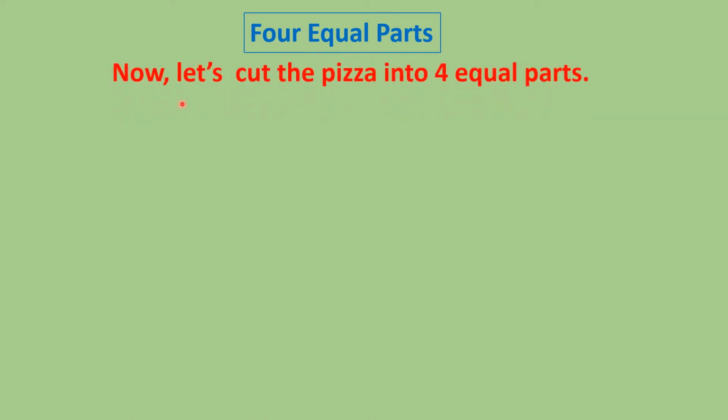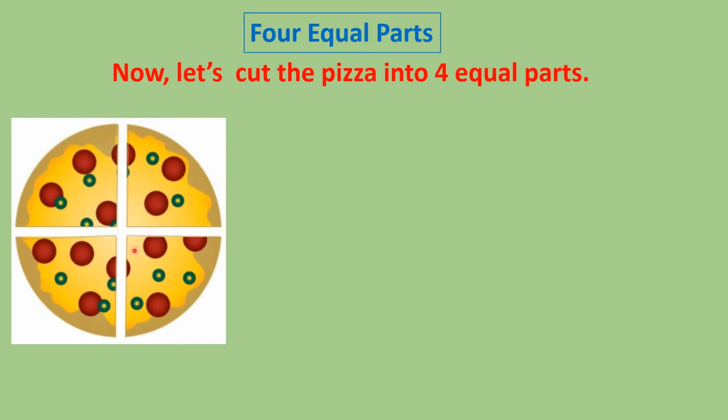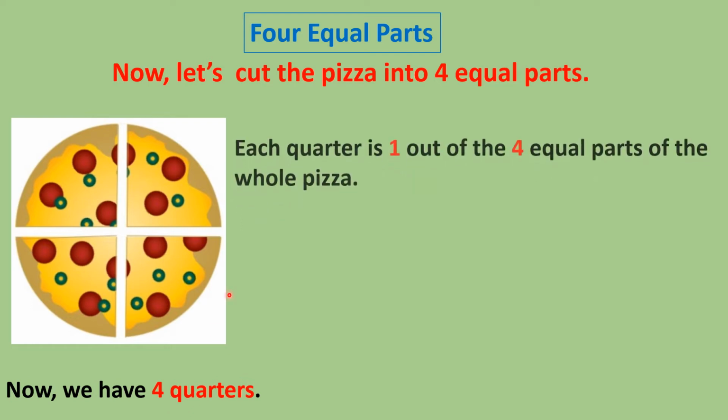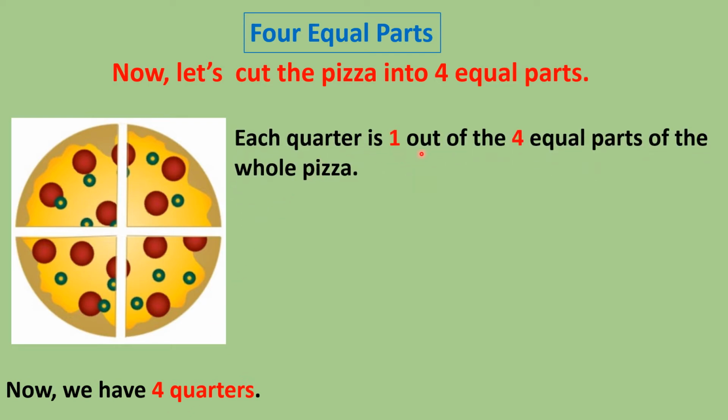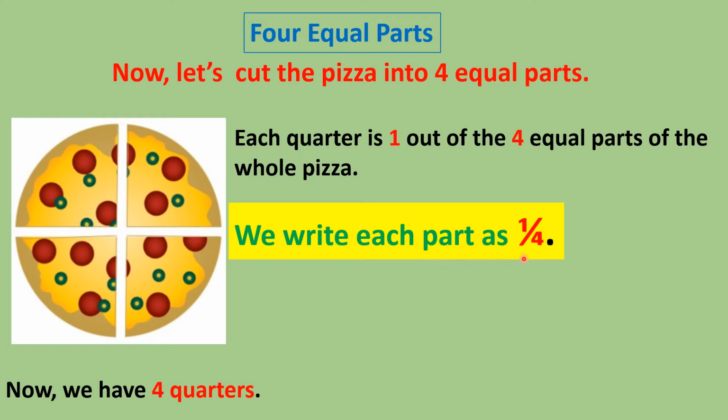4 equal parts. Now let's cut the pizza into 4 equal parts. So we have divided the pizza into 4 equal parts. Now we have 4 parts. So that is called 4 quarters. Each quarter is 1 out of the 4 equal parts of the whole pizza. We write each part as 1 by 4. And this number 1 by 4 is a fraction.